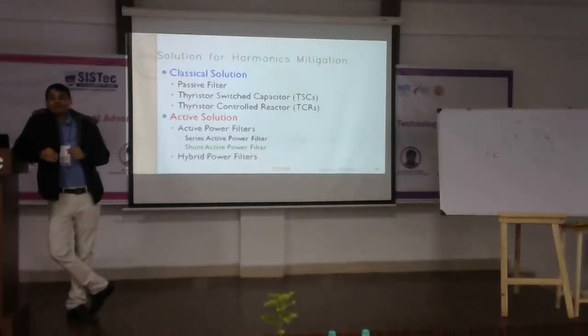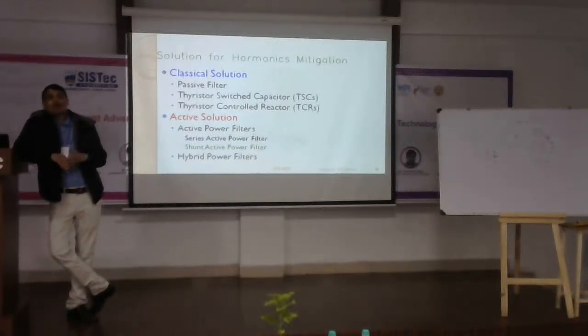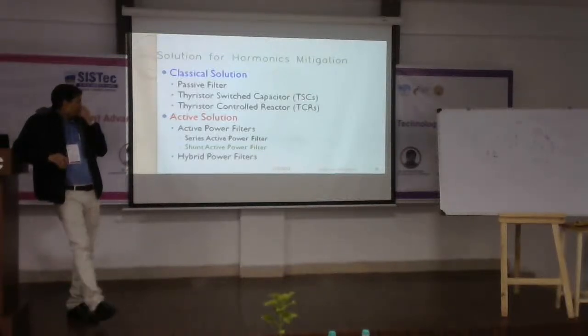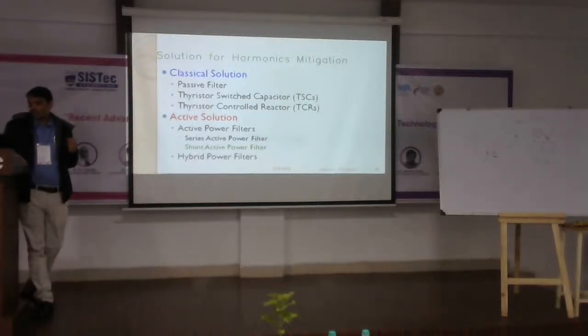So to vary this capacitance, we have the option of doing it with a power electronic device. And why are we using power electronics? Because efficiency is high, losses will be less. So we have options to filter out the harmonics.